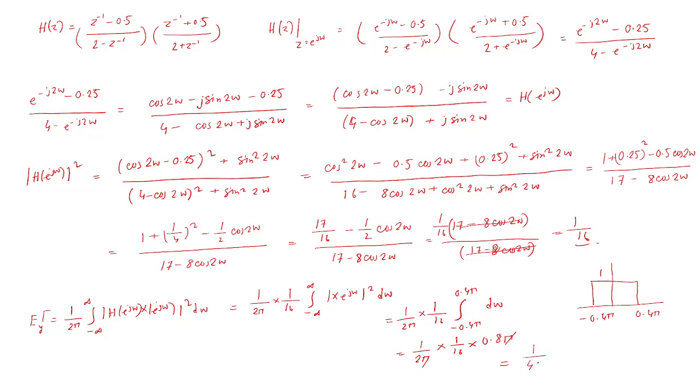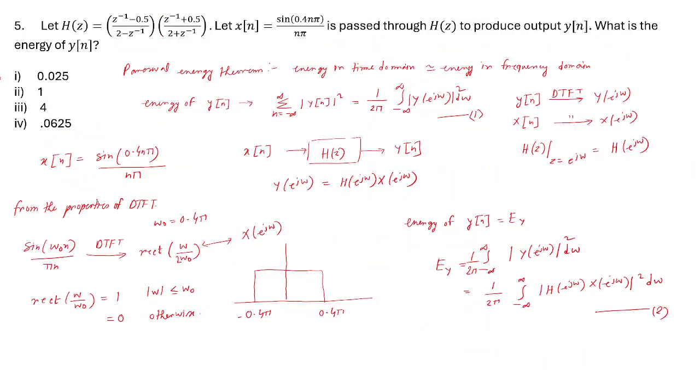This results into 1 over 40. If you compute this, it is nothing but 0.025. The energy of the output signal y[n] comes out to be 0.025, which corresponds to the first answer.